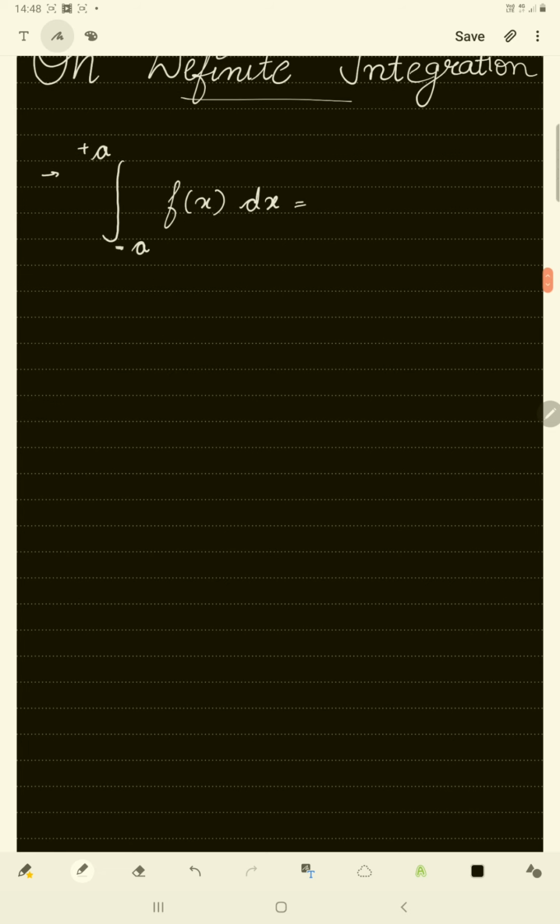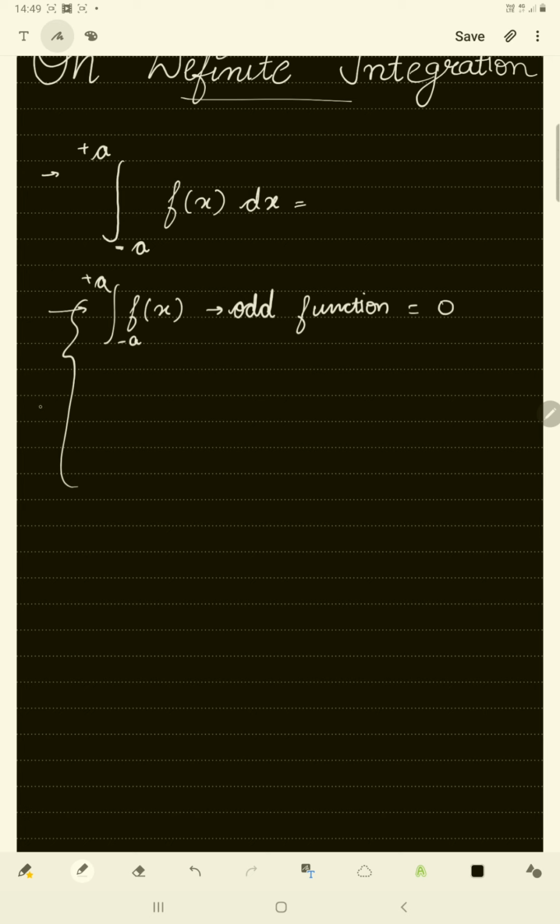To change the limits we have three formulas. If f(x) is an odd function, and if you don't know what an odd function is, you can go back to my functions playlist to watch what an odd function and an even function are. There I have defined it very well, and we are going to discuss it in this video as well. So if f(x) is an odd function, the integration of f(x) from minus a to plus a would be 0, straight.